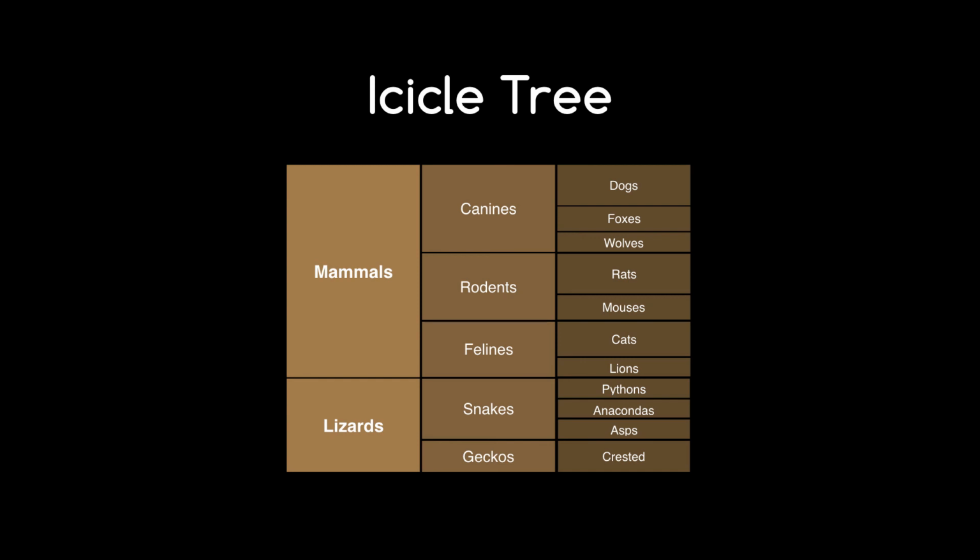There are also icicle tree charts that can visualize hierarchical structure, and here we've broken down the categories of various animals. So we've got mammals, which is broken down into canines, rodents, felines. Canines is broken down into dogs, foxes, wolves, etc. And so this is another way to visualize hierarchy.